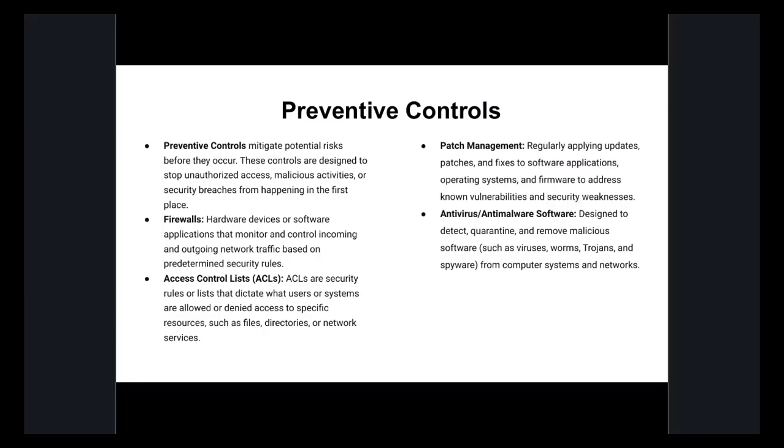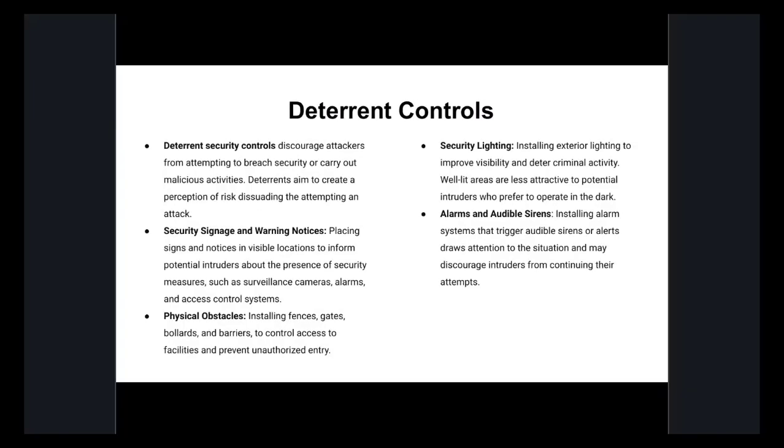The second type of security control is a deterrent control. Deterrents are security controls that are designed to discourage an attacker from carrying out their unauthorized activities. Deterrents are designed to create a perception of risk that if an attacker attempts their unauthorized behavior, they may suffer some consequences. One common type of deterrent control is security signage.